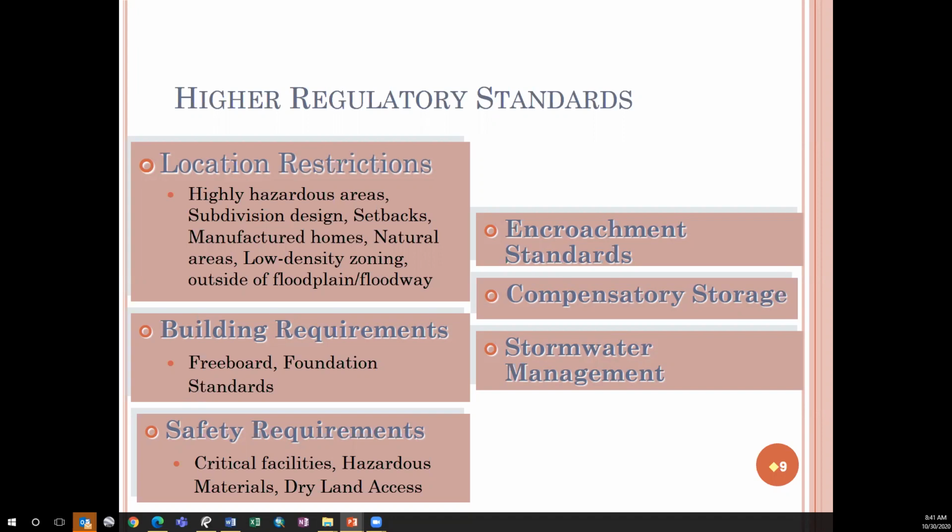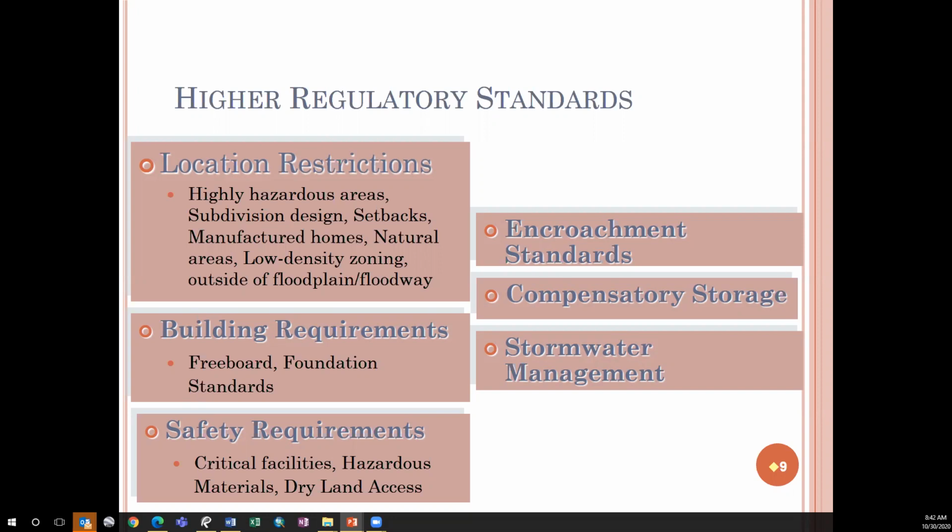If someone places fill well into the floodplain, but then they only do compensatory storage a foot or so below the base flood elevation, well, they've still increased the flood elevation in the 5-year, the 10-year, the 50-year event because there's no compensatory storage at the lower flood elevations.